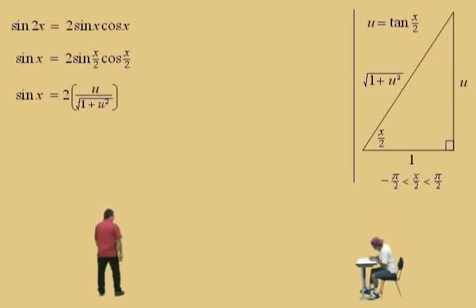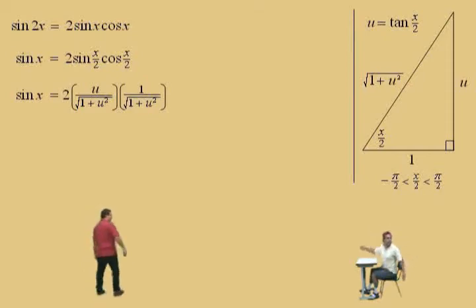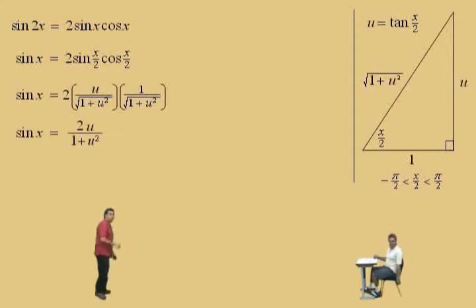Very nice, Charlie. Now, how about the cosine of x over 2? 1 over square root of 1 plus u squared. That's right, because cosine is adjacent over hypotenuse, right? For all you SOHCAHTOA fans. Anyway, Charlie, now go ahead and multiply. What do we get on top? 2u, and on the bottom, 1 plus u squared. So there we go. Now we can replace sine x with 2u over 1 plus u squared.